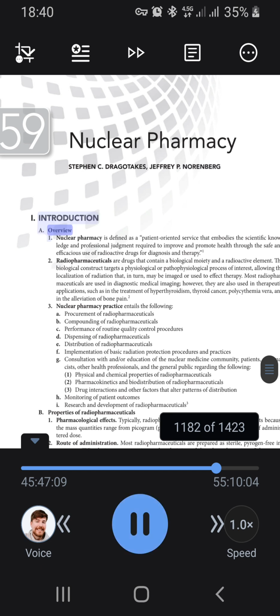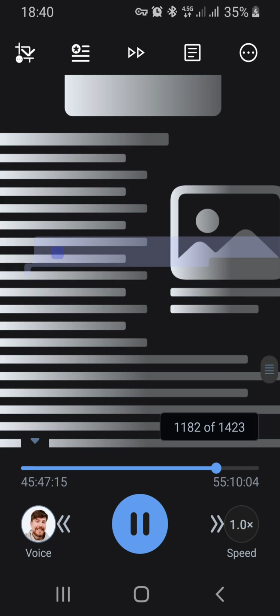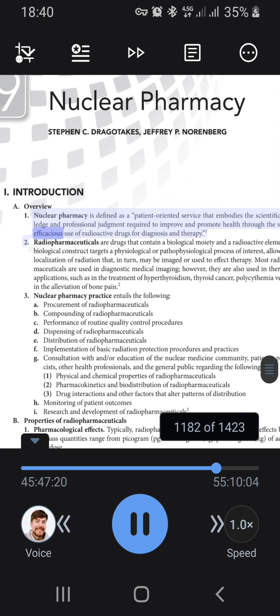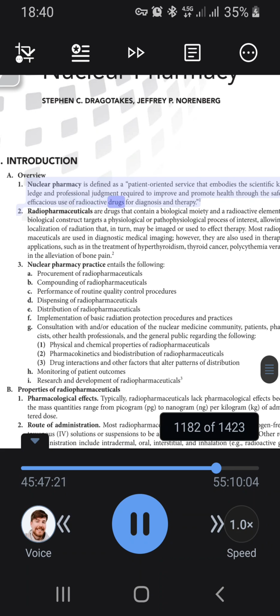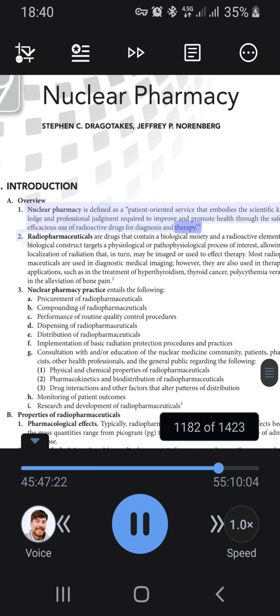Introduction. A. Overview. 1. Nuclear pharmacy is defined as a patient-oriented service that embodies the scientific knowledge and professional judgment required to improve and promote health through the safe and efficacious use of radioactive drugs for diagnosis and therapy. 2.